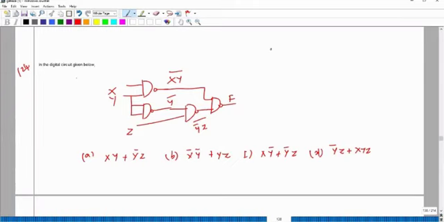Okay. So now what is F? F is equal to X, Y, the whole bar into Y bar, Z, the whole bar. So this is equal to X, Y plus Y bar, Z. Option.